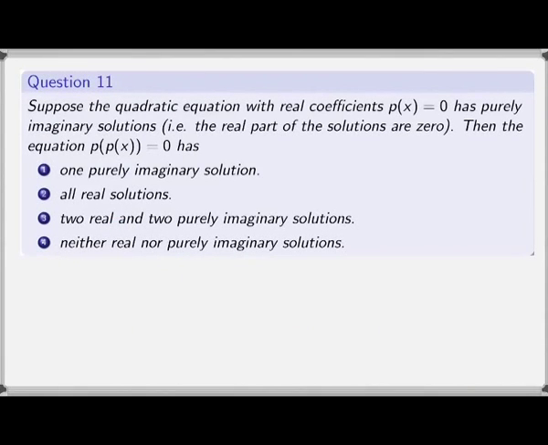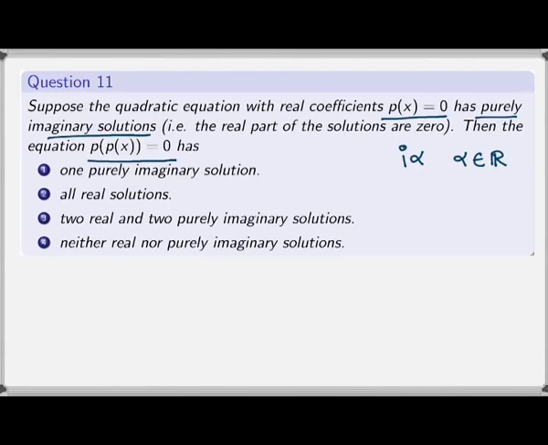Here in this question we consider a real quadratic equation p(x) is equal to 0. We are told that this equation is having only purely imaginary solutions. That means the solutions are of the form i alpha, where alpha belongs to the set of real numbers. Then we consider the equation p(p(x)) is equal to 0. We have to find out what are all the correct information about the solutions of p(p(x)) is equal to 0.